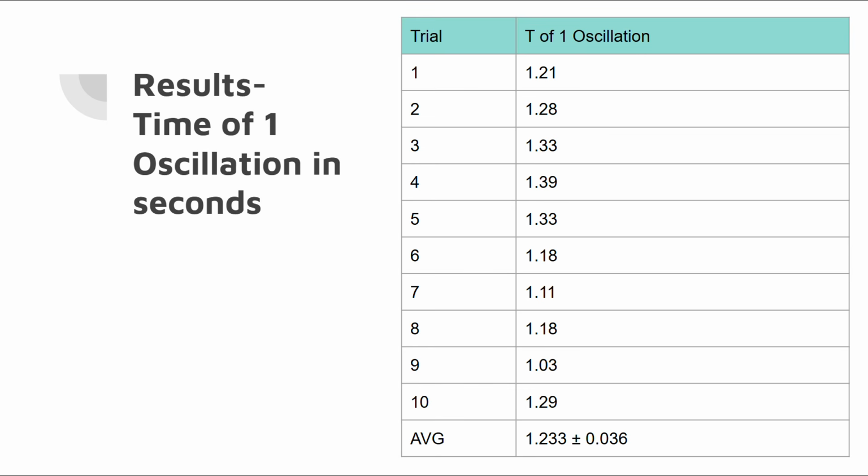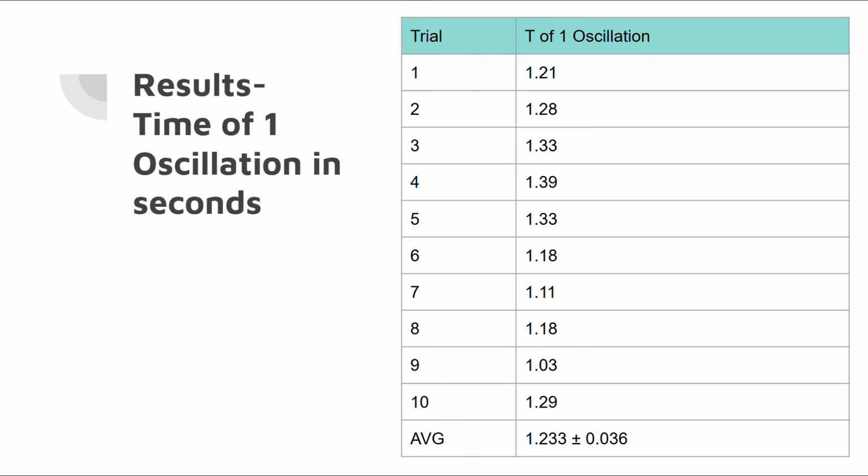Now, let's look at some results we achieved. Displayed here is a table of all the times we recorded. You can see the variations in time that can be described by our measurement uncertainties. We had a range from 1.03 seconds in trial 9 up to 1.33 seconds on trial 2.